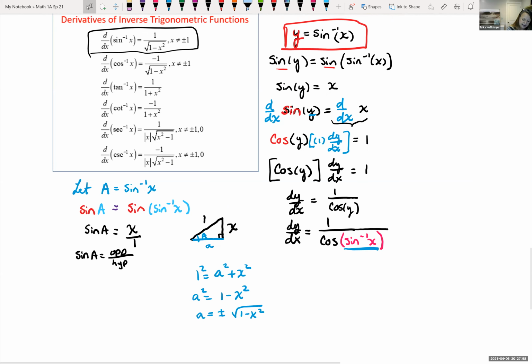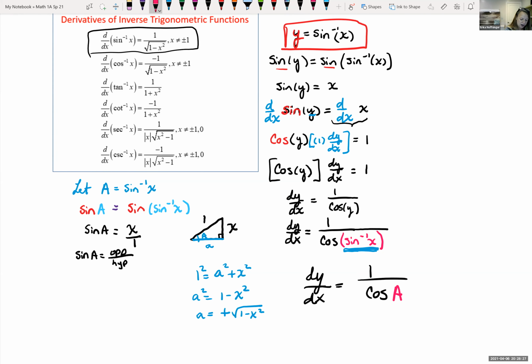So now let's look back at this. We're just going to look at the positive. We called sine inverse x, A. So really, if I can plug this in, this is dy/dx, right? Equals 1 over cosine of sine inverse of x, which we said was A. Well, we can figure out what cosine of A is now with our triangle.